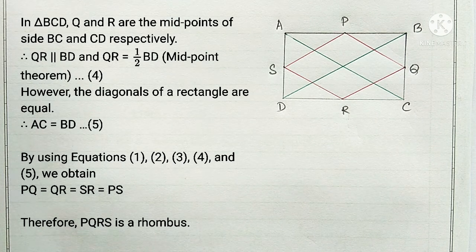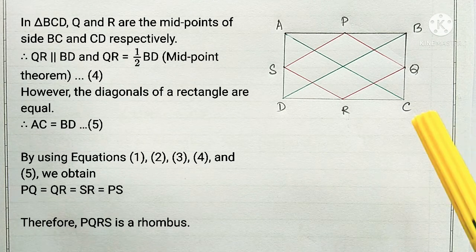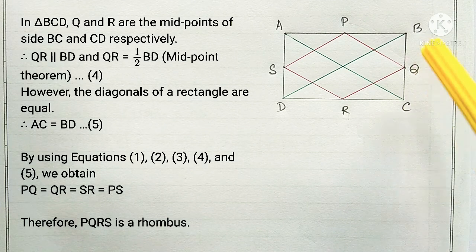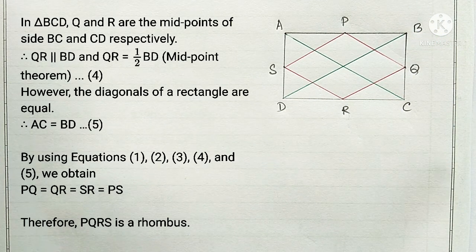So why do we write this BCD? Why do we take this one? So now here we need to prove all sides are equal. For that reason here we take this triangle BCD. Is it clear? And then we put this one as equation number 4 here.